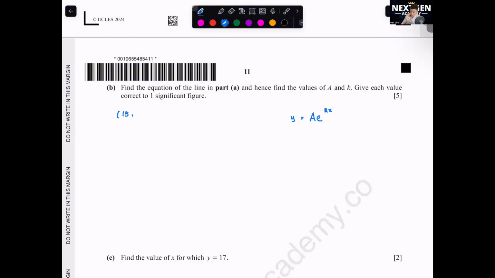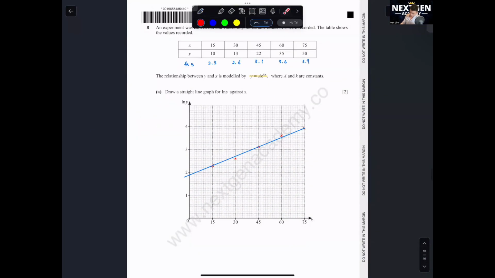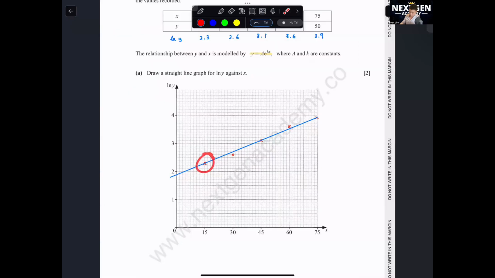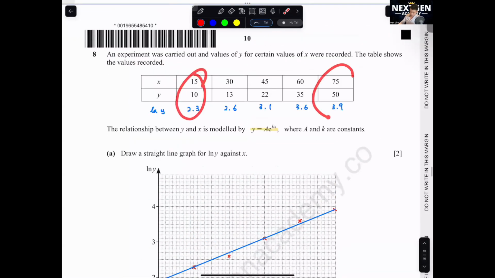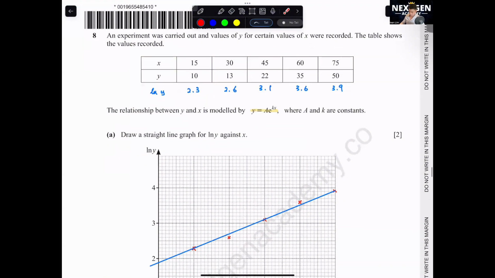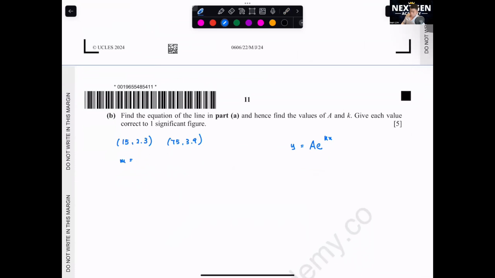Okay, (15, 2.3) and (75, 3.9). If you see that the line intersects the points, don't make your life hard, don't go and find other points, just use the points it intersects that you have already calculated. So I take the first and the last point. So the M value will be equal to (3.9 minus 2.3) over (75 minus 15), which is equal to 0.03.